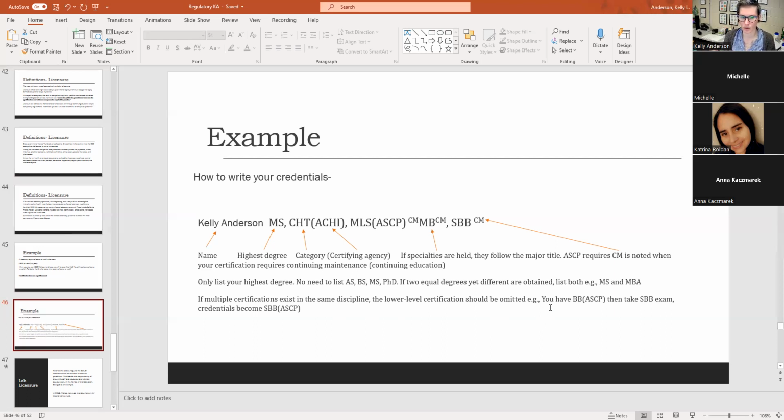So for example, for people that don't go through a medtech program, we have a blood bank medical technologist program here. So you can get your BB only, so you can only do blood banking. But then later you can take the specialist in blood banking exam. So you don't need to write BB and SBB. You only want to use the highest one. So you would turn that into SBB, ASCP. Any questions?